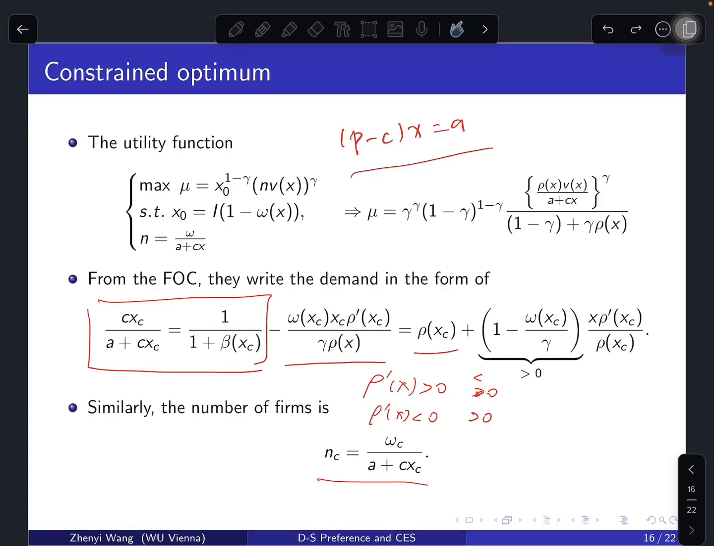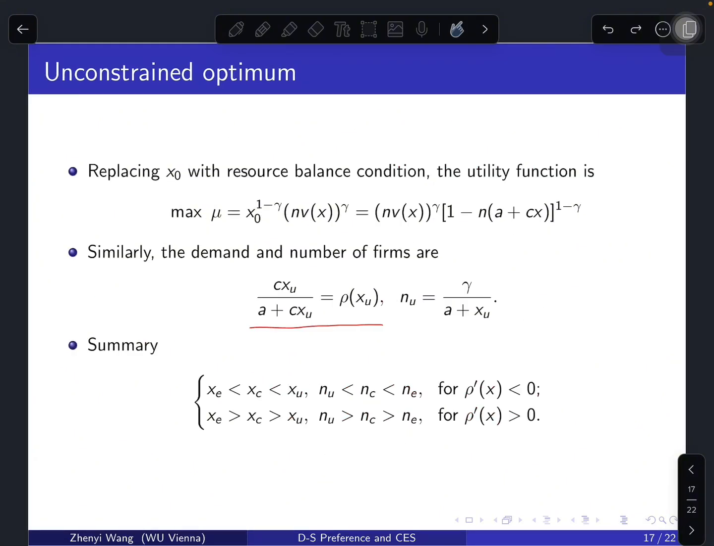The first term in the multiplication is greater than 0. So if rho x is greater than 0, then the second term in total is greater than 0. If rho x is smaller than 0, then the second term in total is greater than 0. So we can compare the demand level under the market equilibrium, under the constrained and unconstrained optimum easily.